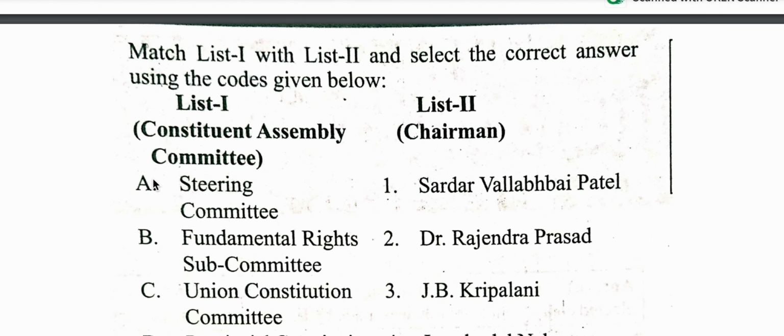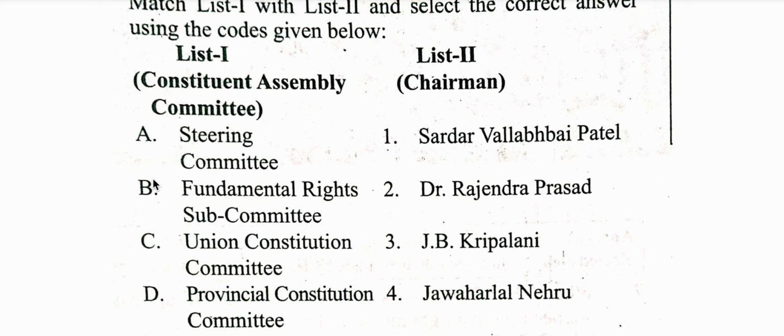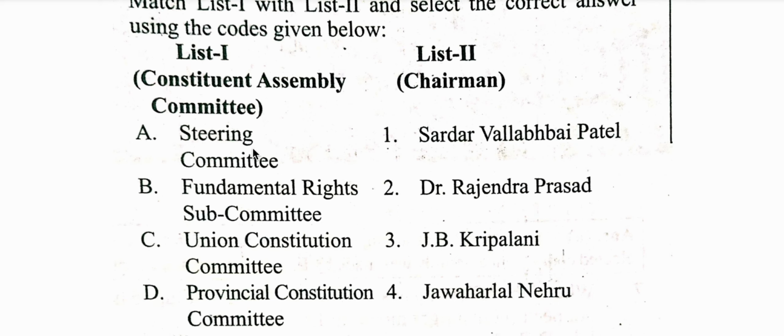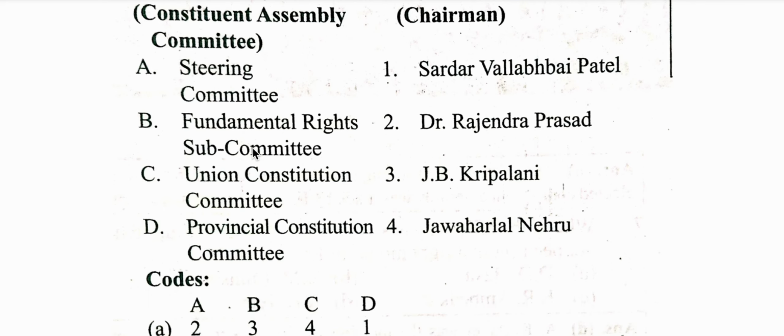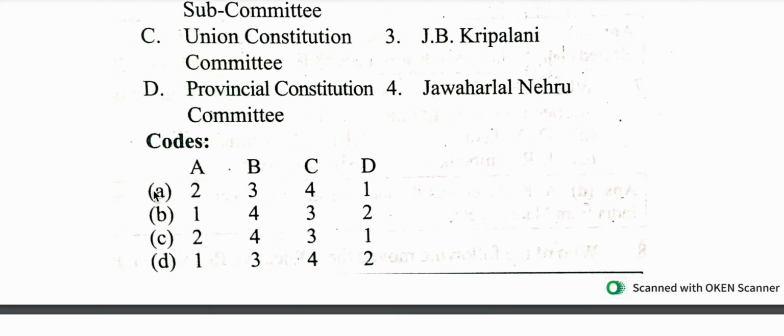Next, 12th question, match the following. So Constituent Assembly committees are given and chairmen are given. The chairman of steering committee is Dr. Rajendra Prasad. Fundamental Rights Subcommittee is J.B. Kriplani. Union Constitution Committee is Jawaharlal Nehru. Provincial Constitution Committee is Sardar Vallabhbhai Patel. So option A is the correct answer.